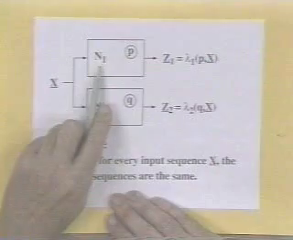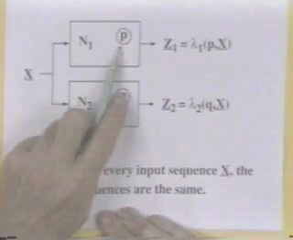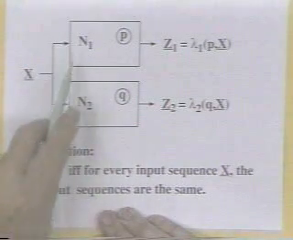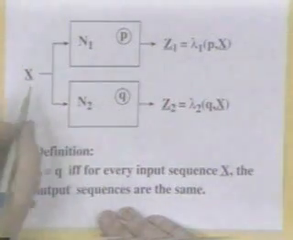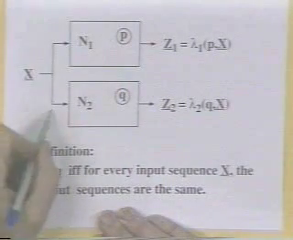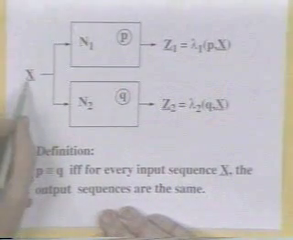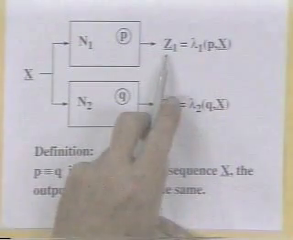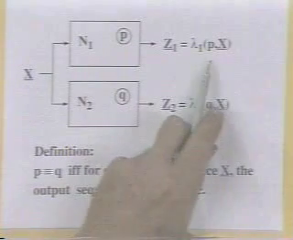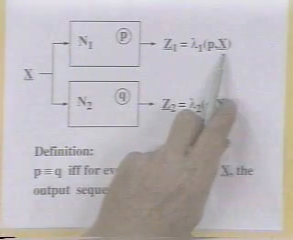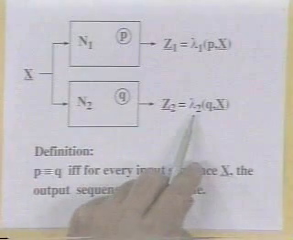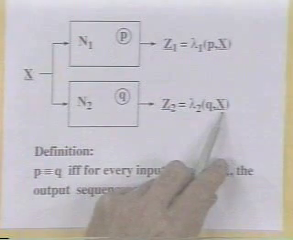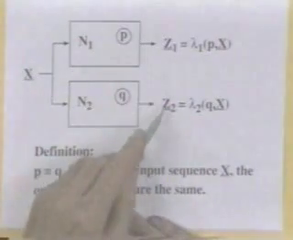Let's consider network N1 and start it in state P, and network N2 and start it in state Q. Or these could be copies of the same network. I'm going to put some input sequence X into both networks. The underbar here indicates a sequence rather than a single input. I'm going to look at the output sequences Z1, which is a function of the starting state P and the input sequence X, and Z2, which is a function of the starting state Q and the input sequence X. And suppose those are the same.